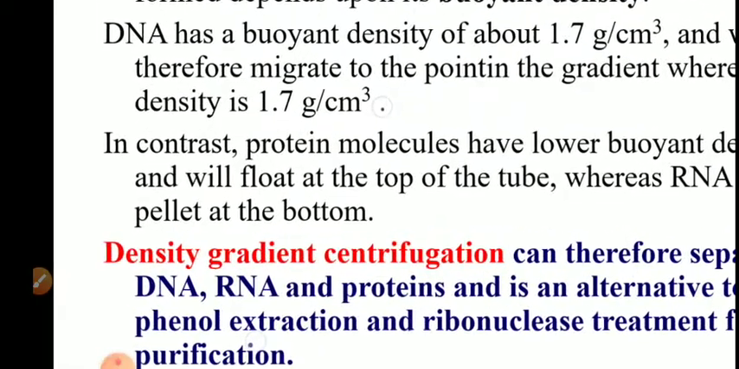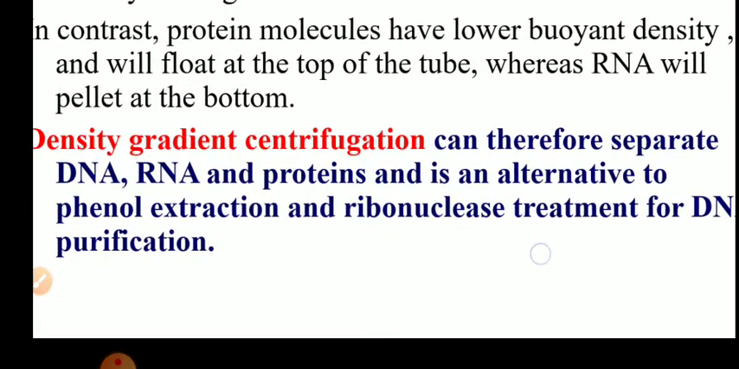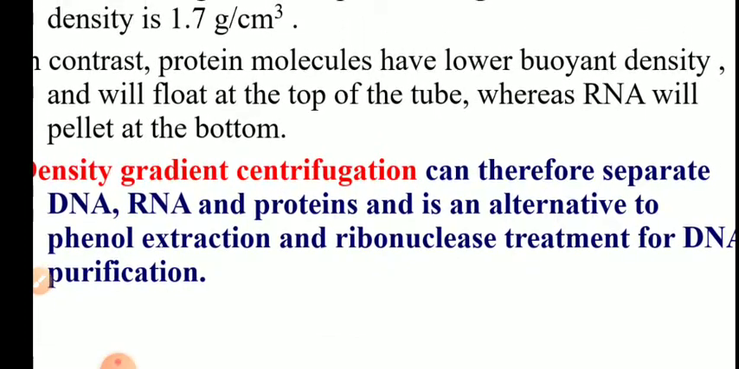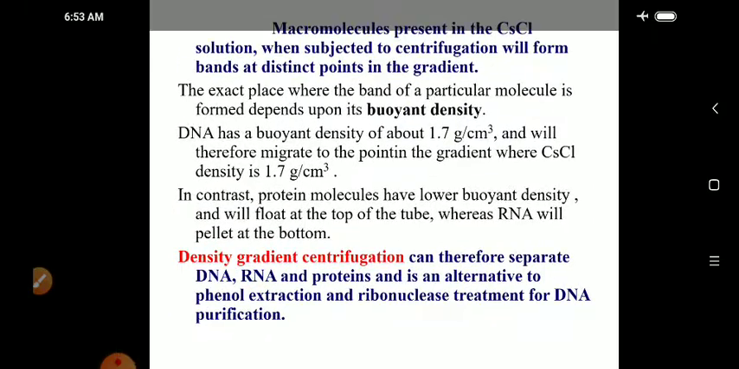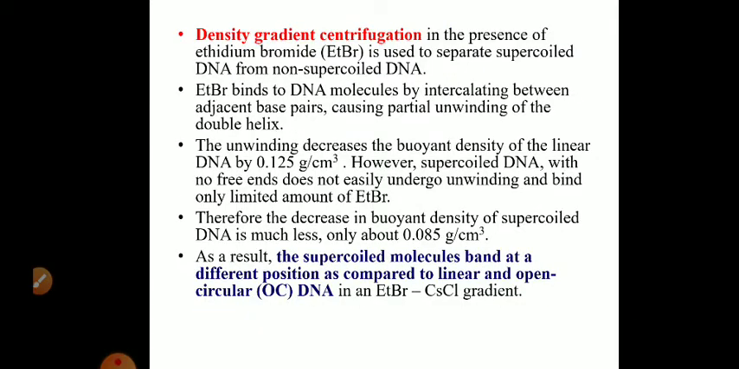Okay. So density gradient centrifugation can therefore separate DNA, RNA and protein at a time, and hence it is an alternative to the phenol extraction method and ribonuclease treatment required during DNA purification. So we need not do phenol extraction for removing protein. That means deproteinization and RNA removal steps are not required.